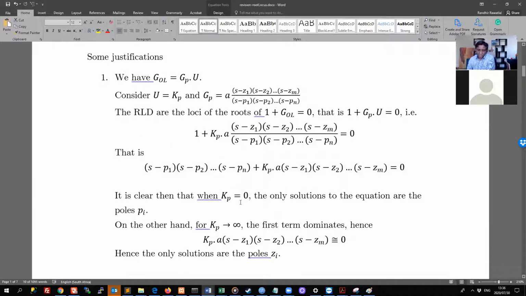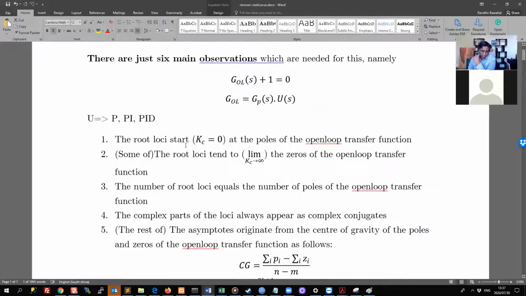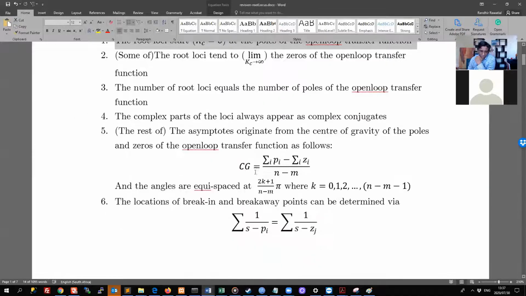And so if we set Kp equals 0, then all this disappears, leaving us with just this part. And so we can say that the values of s which make this true are the values where s equals p1 and s equals p2 and so on. So that's why the poles are where the root is going to start when Kp equals 0. Right, so I wouldn't really say proving, but that's sort of justifying why we can make the statement as one of the principles for drawing these diagrams.